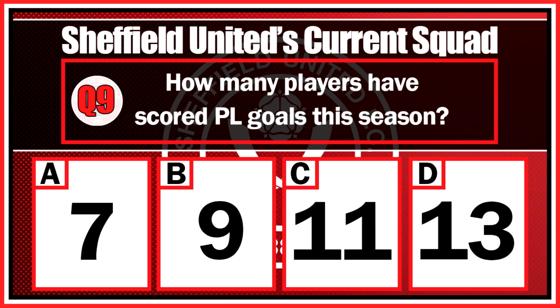In question 9, I asked you how many players have scored Premier League goals this season? Was it 7, 9, 11 or 13? And the answer to this question is B, 9. And those 9 players are John Fleck with 5, Lys Mousset with 5, Lundstrom with 4, McBurney with 4, Billy Sharp with 3, George Baldock with 2, Ender with 2, Ollie Norwood with 1, and Callum Robinson with 1.